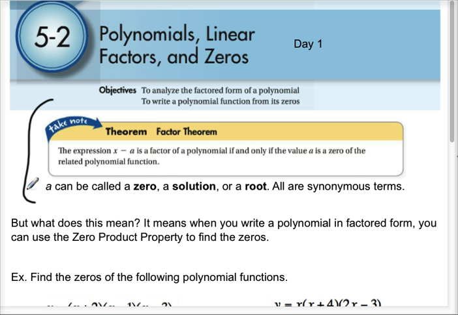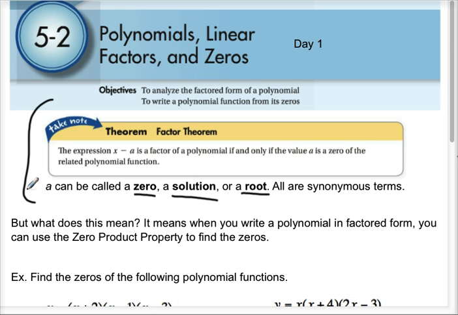So the expression x minus a is a factor of a polynomial if and only if the value a is a zero related to the polynomial function. Now when I say zero, there's a lot of different words you can use for that. You can be talking about the zero of the function, the solution of the function, the root of the function, the x-intercept of the function. All of those things mean the same thing. So what that means is every factor that you have for the polynomial in factored form produces a zero.